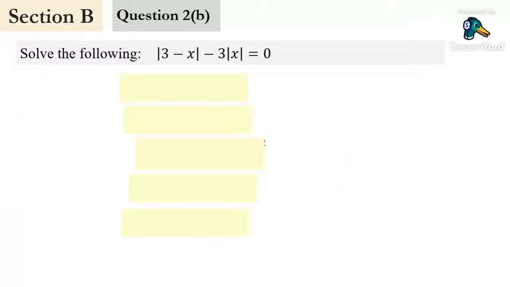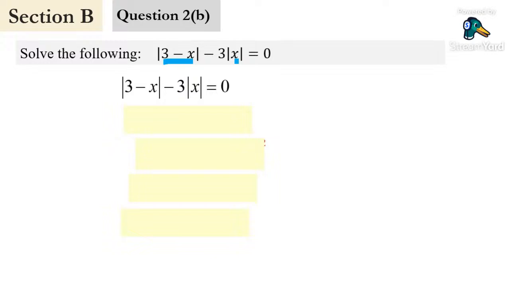Continue. The next one, 2b. Solve. So we have modulus 3 minus x minus 3 times modulus x equal to 0. So how to solve for this question here, guys and girls? You see that in this question here, we have two modulus. Kalau you remember two modulus, first thing, bukan pergi square both side. Cuba you tengok dulu. Adakah both of the modulus having the same content? So in this case here, you find out that the first modulus is 3 minus x, the other one is x. Content berbeza.